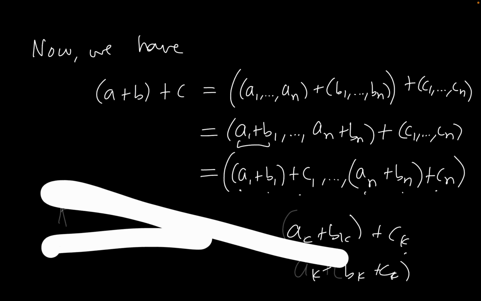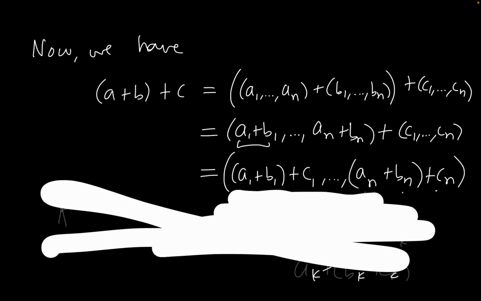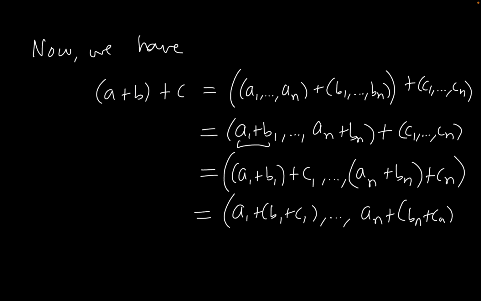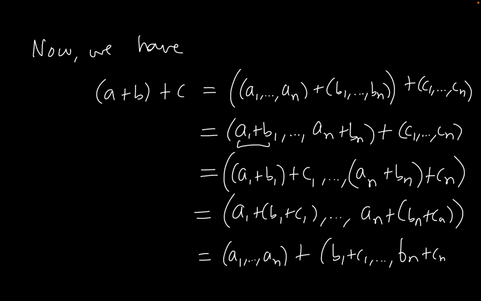And so let's replace that in this sum over here. Let me remove all of this. This becomes equal to the list A1 plus B1 plus C1 up through An plus Bn plus Cn. Cool. Now we can break this list into a sum of two lists. We break this into A1 through An plus the list B1 plus C1 through Bn plus Cn.